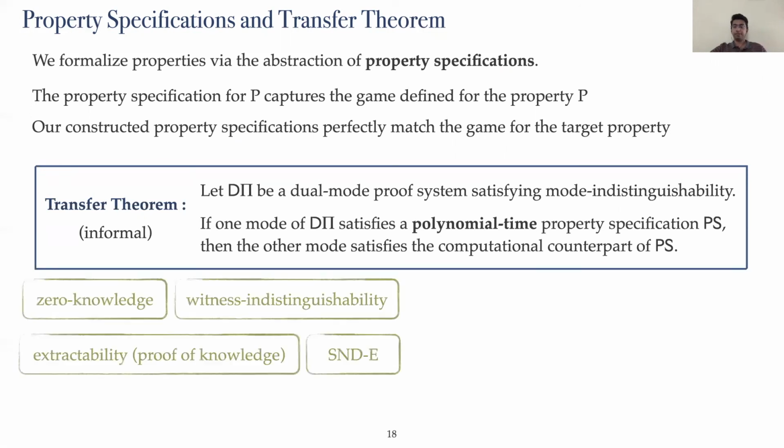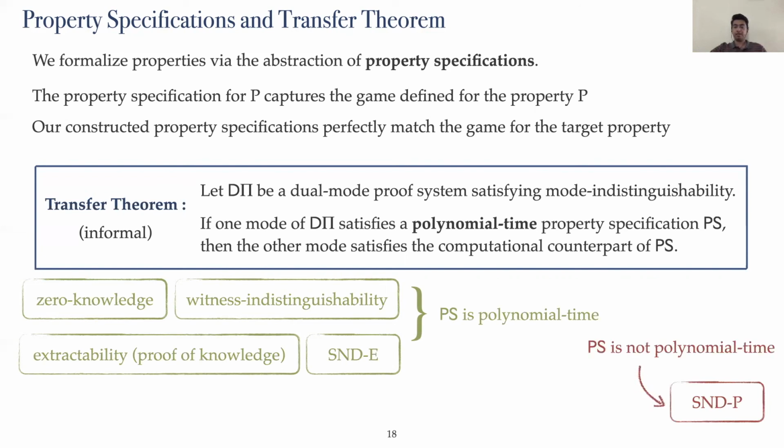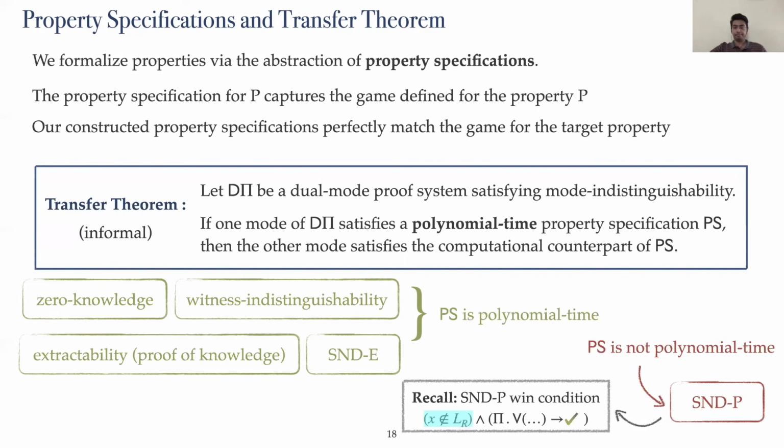We see that the property specifications for zero knowledge, witness indistinguishability, extractability, and the exclusion form of soundness all have polynomial time property specifications. However, the property specification for SNDP is not polynomial time. This is because of the win condition. The membership test in there is not polynomial time for languages in NP.